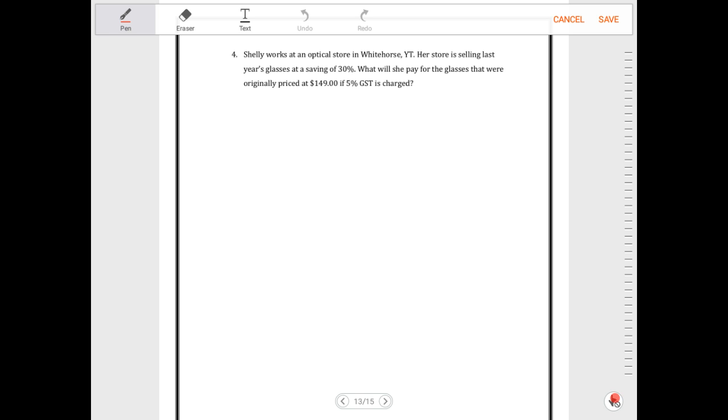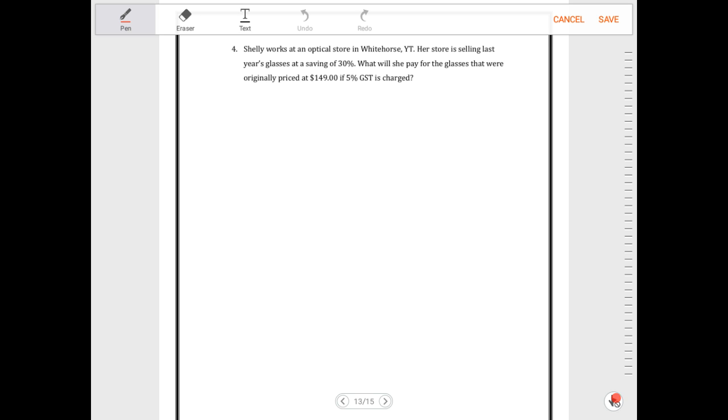It's not a difficult question, it's just maybe a few more things that we have to keep in mind. So it says here, Shelley works at an optical store in Whitehorse, Yukon. Her store is selling last year's glasses at a savings of 30%. What will she pay for the glasses that were originally priced at $149 if 5% GST is charged?